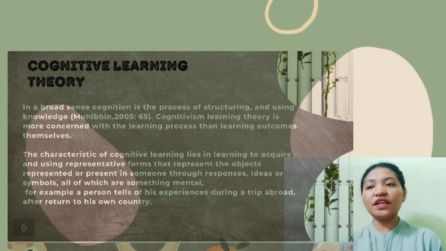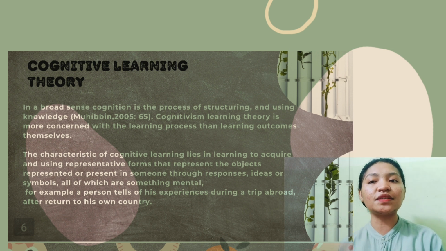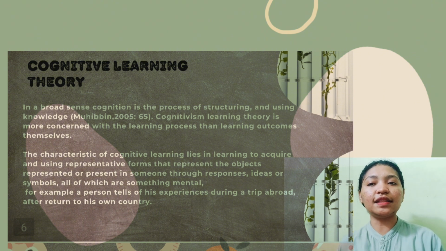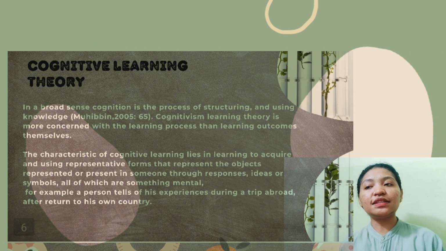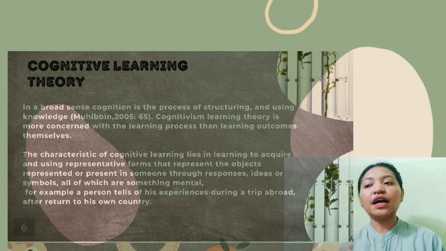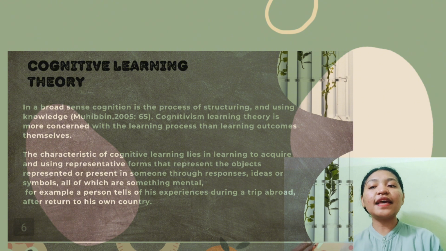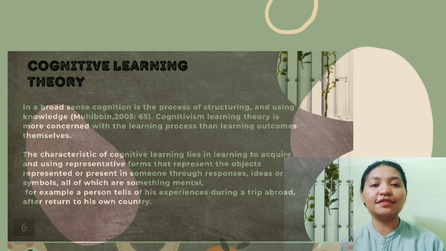Next, the material about cognitive learning theory. In a broad sense, cognition is the process of structuring and using knowledge. Cognitivism learning theory is more concerned with the learning process than learning outcomes themselves. The characteristic of cognitive learning lies in learning to acquire and use representative forms that represent the objects present in someone through responses, ideas, or symbols, all of which are something mental. For example, a person tells of his experiences during a trip abroad after returning to his own country.